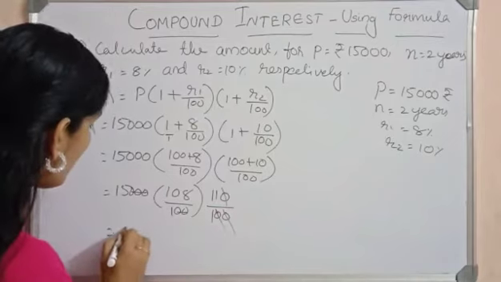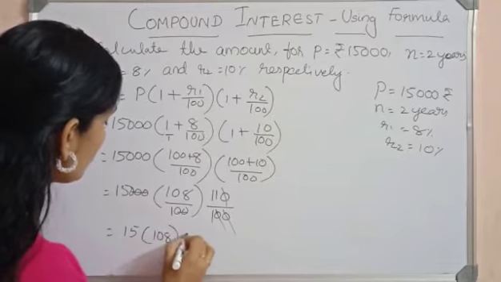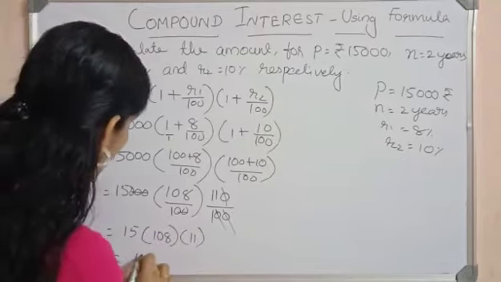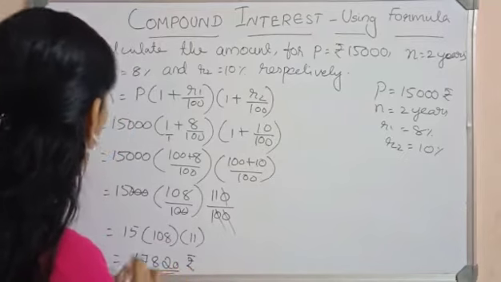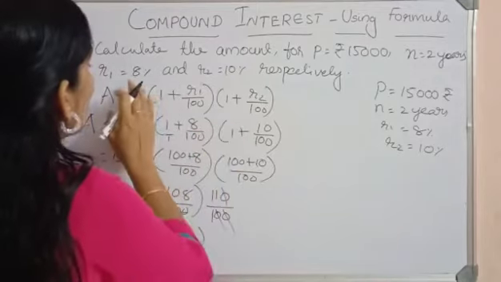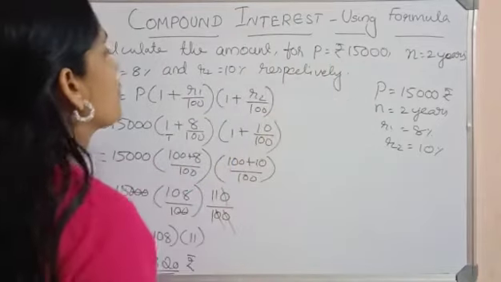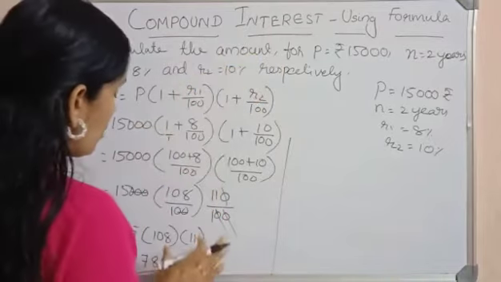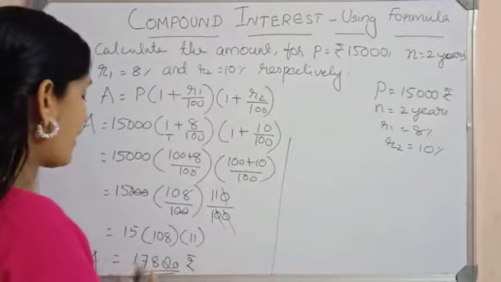And that is equal to 15 into 108 into 11. And that is equal to 17,820 rupees. This is the amount we receive after 2 years with a different rate of interest, 8% and 10%, for the principal 15,000 rupees. Here in this question we need only to find the amount. So this is the final answer. Amount is equal to 17,820.